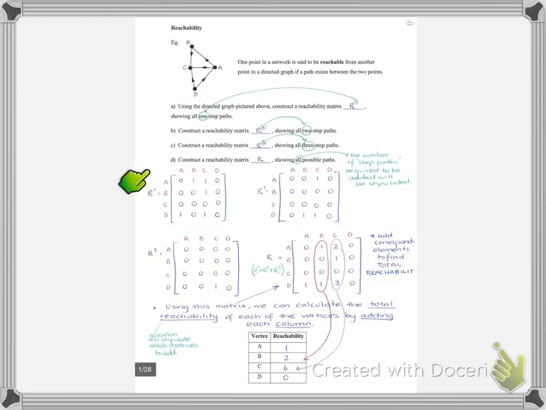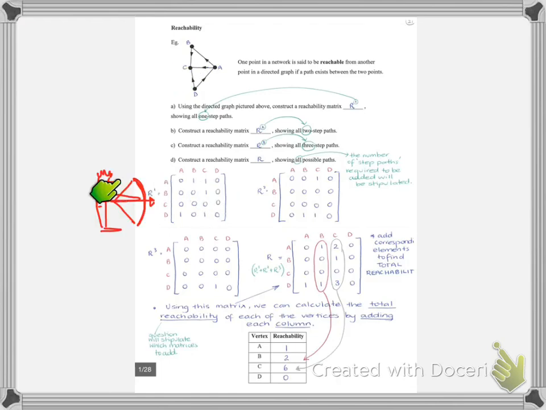Right, so if we have a look over here, remember, we've got from on the side and to on the top. So we're going to reach towards A, B, C and D from A. So from A, we can see from the matrix that we can reach towards B. So B is reachable from A, and also C must be reachable from A. Let's check the diagram. Is B reachable from A? Yes, it is. And is C reachable from A? Yes, it is. A can reach out towards C.